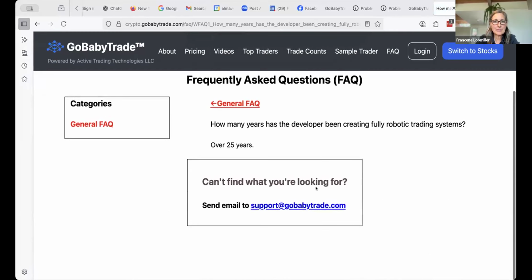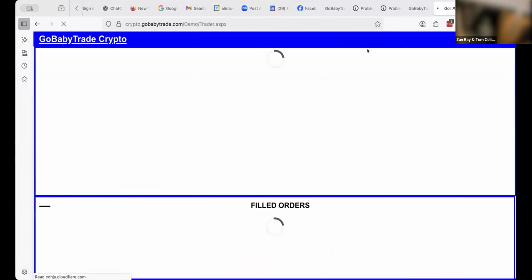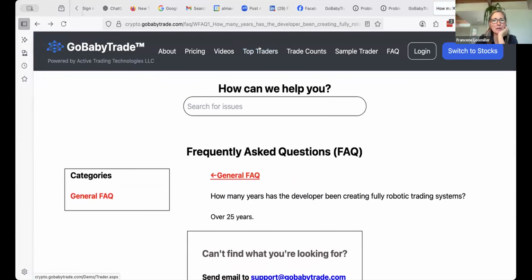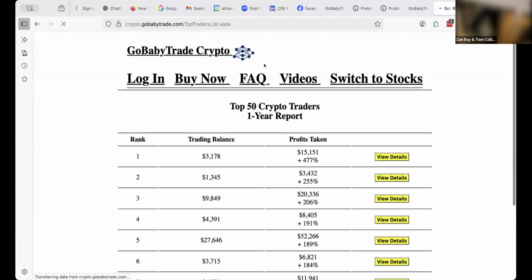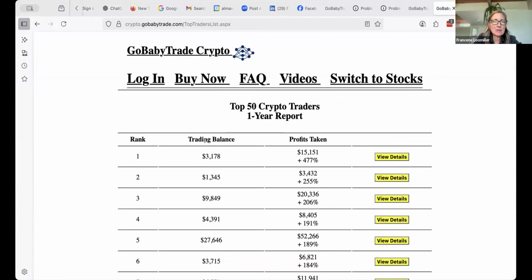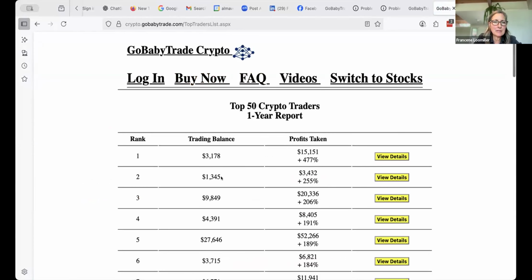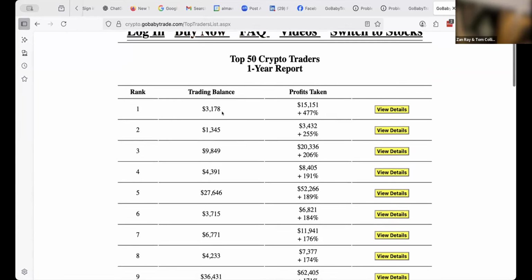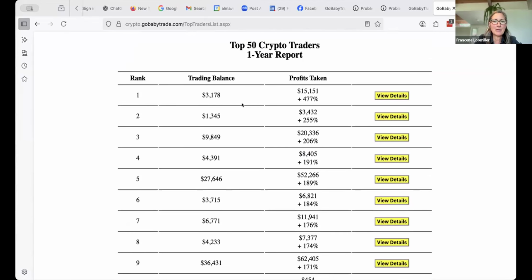Click on that. What exactly on that report is the trading balance? Which report? This top trader report? Yeah, the top traders. So this is the trading balance, and this is the profits taken. I understand that. What is the trading balance? The trading balance is what is actually in the trader. Those are the total funds in the account, and then this is what's been pulled out.